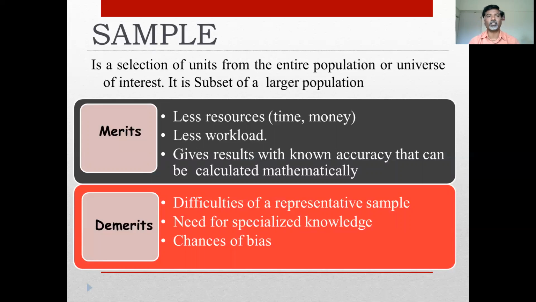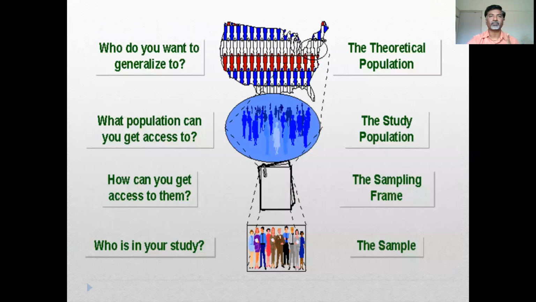So how many samples, or how many sample units, do I have to take? For that purpose, you should have in-depth knowledge about selecting a sample size. And in the sampling process, there is some chance of having bias. So these are some benefits and demerits of sampling mechanisms.